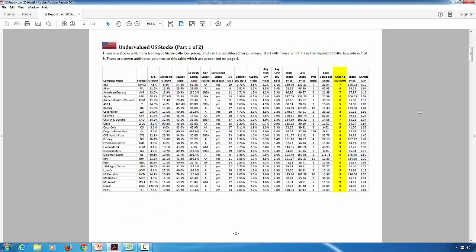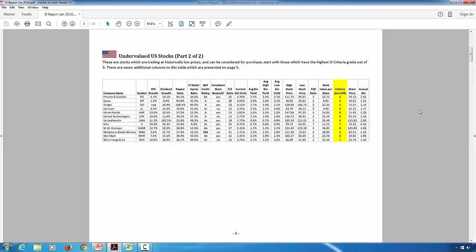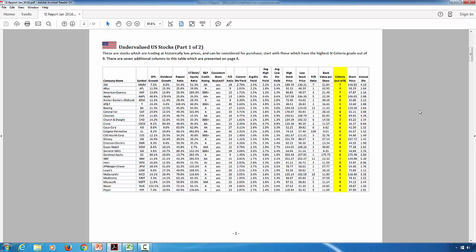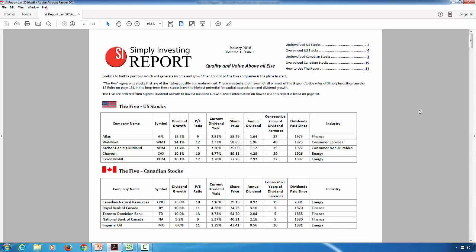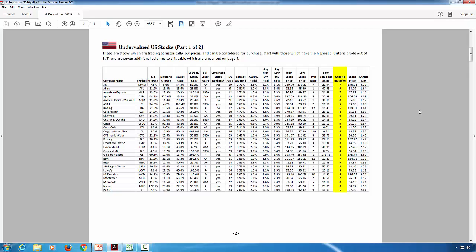Next, we have a list of undervalued US stocks. This month in particular, we had a big list, with 40 stocks that were undervalued. So they don't fit all on one page, and we've split the table into 2. We've got part 1 here, and part 2 here. In the event that you already have these 5 companies, or you're looking at other companies aside from these 5, then this is a table where you want to start off.